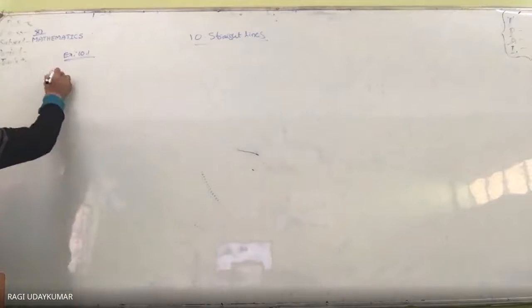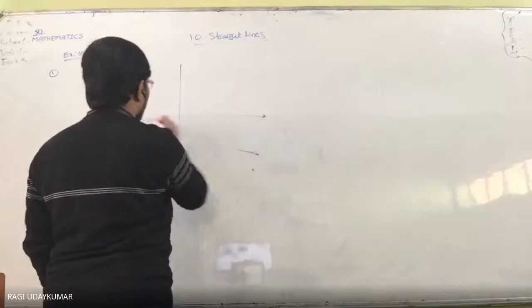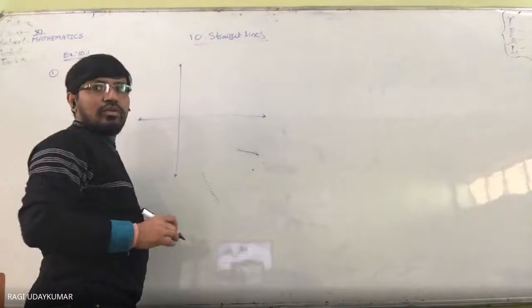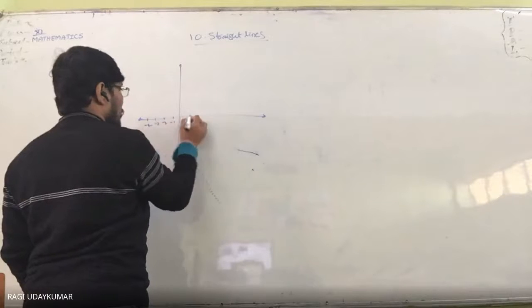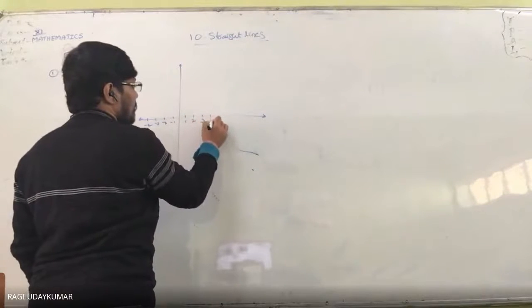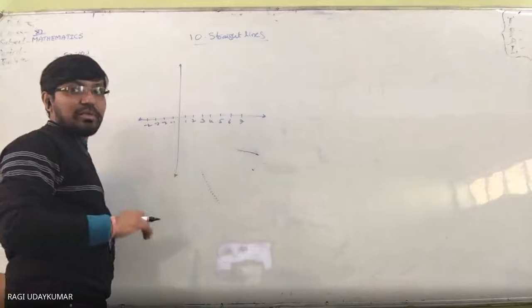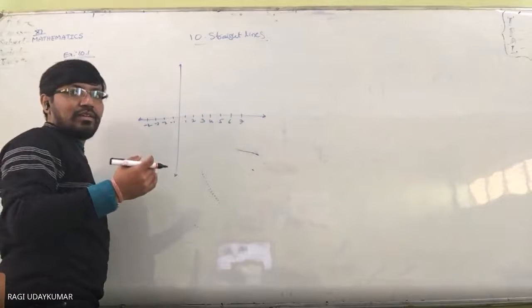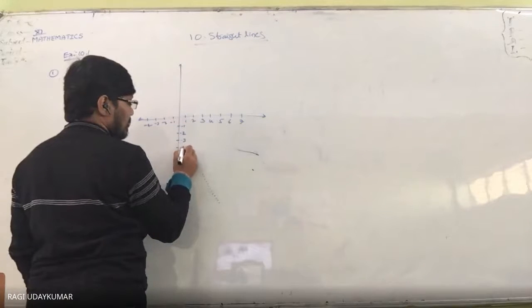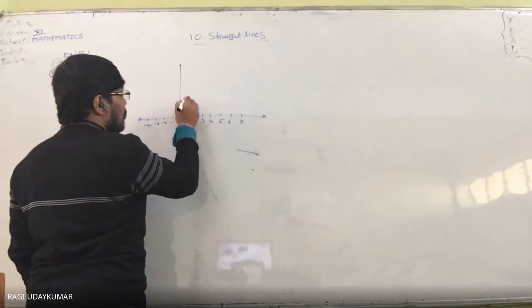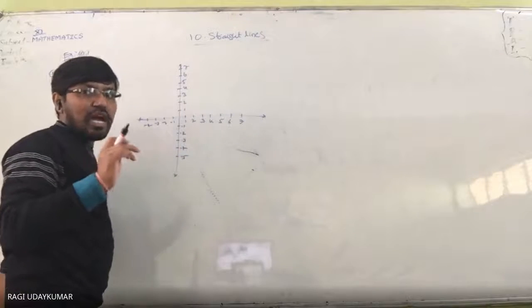First, let us mark the points in the coordinate system. Minus 4 comma 5, and on the x-axis minus 1, 2, 3, 4. On the y-axis, 1, 2, 3, 4, 5, 6, 7. The x-axis maximum is 5, the y-axis maximum is 7 and the minimum is minus 5. Minus 1, minus 2, minus 3, minus 4, minus 5. The points are minus 4 comma 5.